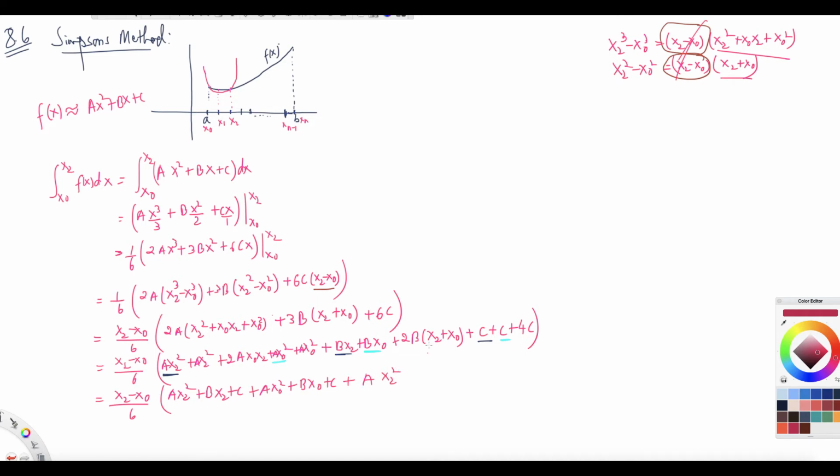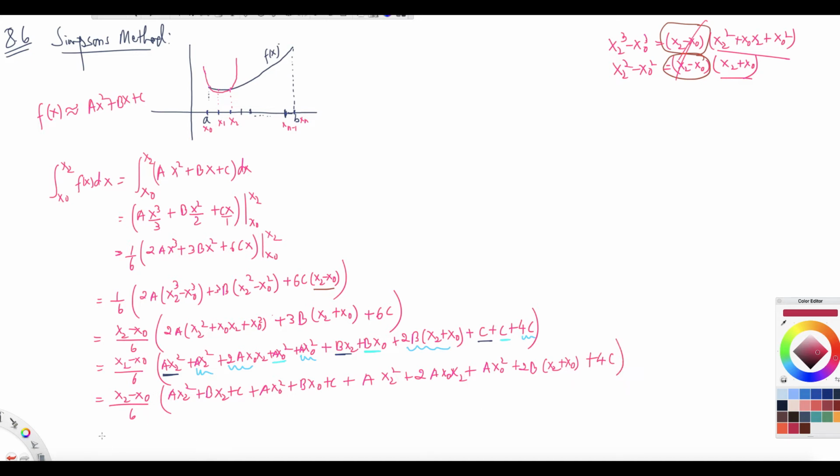ax2 square plus 2ax0 x2 plus x0 square. Okay, what I'm writing next is this one, and then this one, and then this one, and then next I want to write this one, and then I want to write that one. That's my plan. Okay, now what is left? I wrote that one. Now I want to write plus twice b (x2 plus x0) plus 4c. That's what I'm writing here.